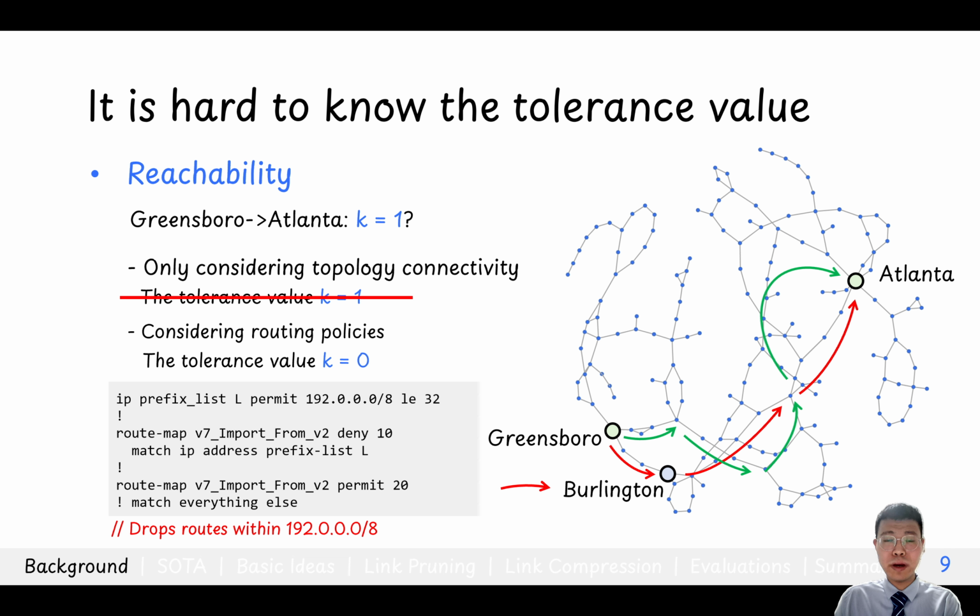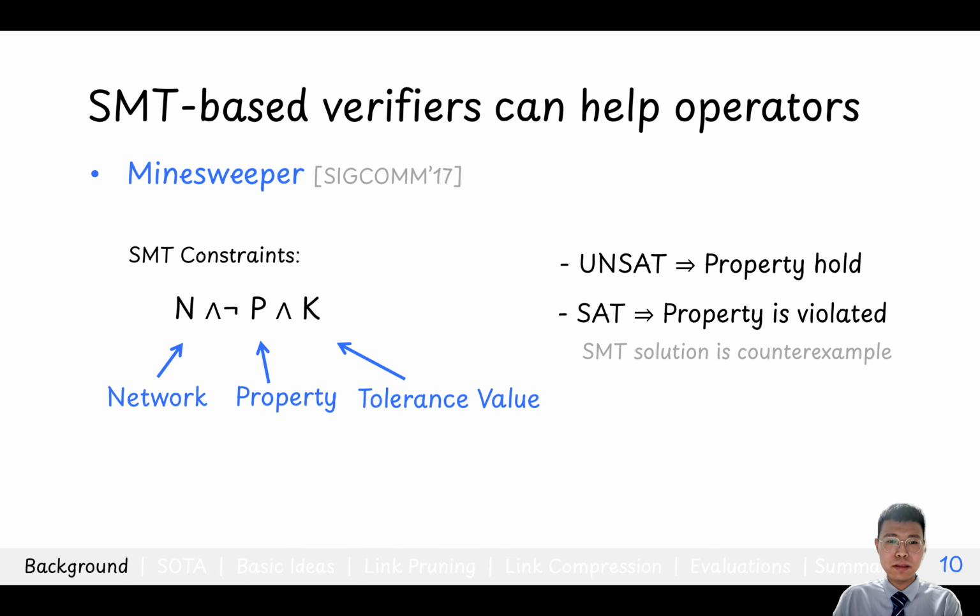Therefore, the tolerance value cannot be determined solely by the network topology. We must also model the network configurations, otherwise the computed tolerance value may be incorrect. To address this problem, SMT-based verifiers have been proposed to help operators.